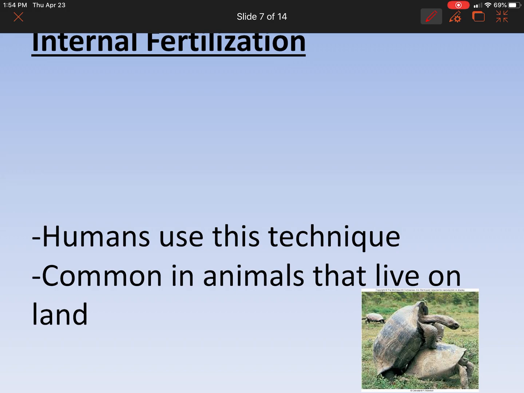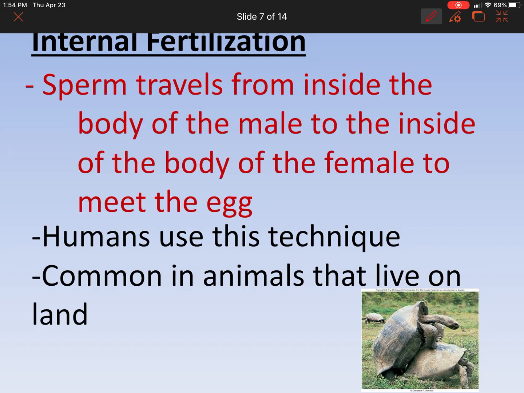So internal fertilization is the opposite of that. So external versus internal. So humans use internal fertilization, and this is common in animals that live on land. We've got this nice little tortoise picture here. And you've probably seen animals do this in the world. You've probably seen dogs, or I actually saw birds one time do it outside my window, which was rather interesting. So this is when sperm travels from inside the body of the male to the inside of the body of the female to meet the egg.